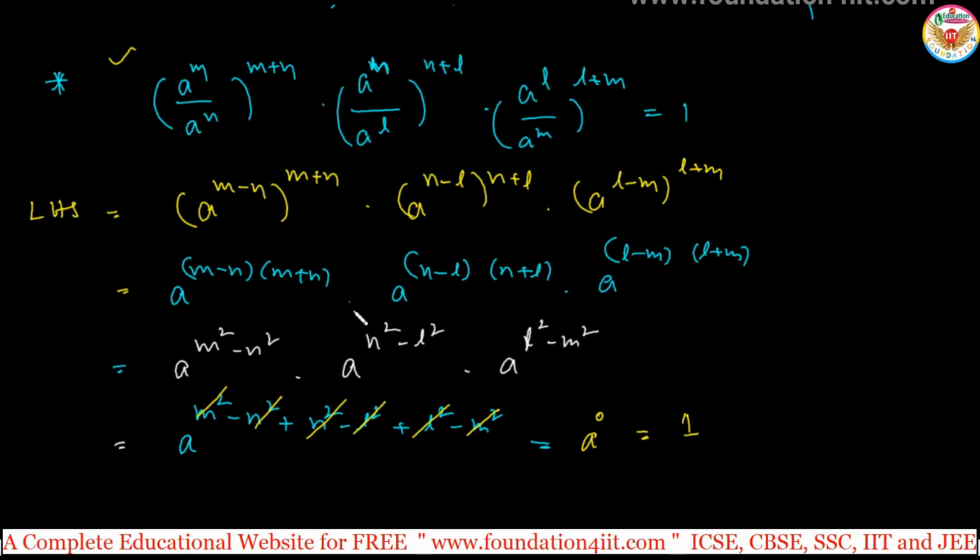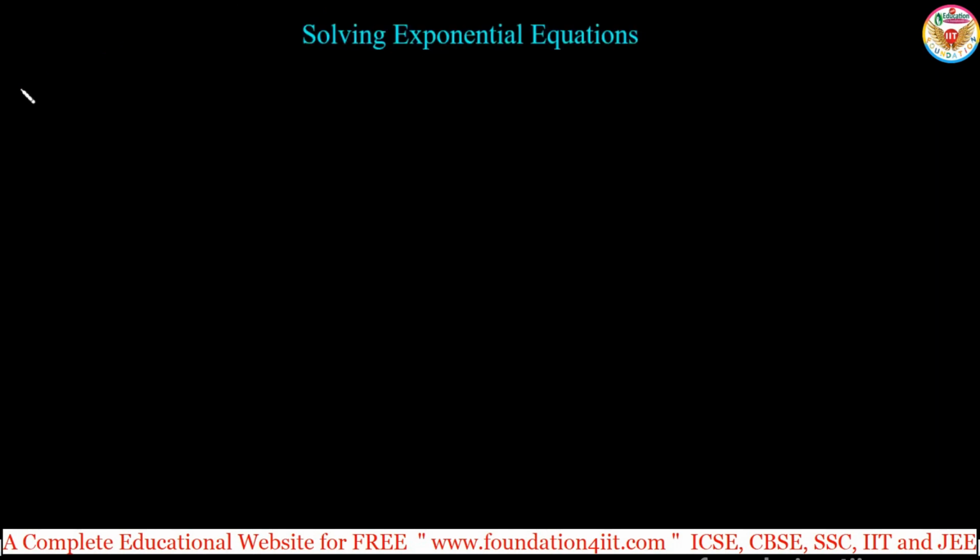Next let us see solving exponential equations. In this chapter, to find the value of x in an exponential equation, let us see some problems. Let's start with easy ones first. 9 into 3 to the power x is equal to 27 to the power 2x minus 5. In this question you have to find the value of x.